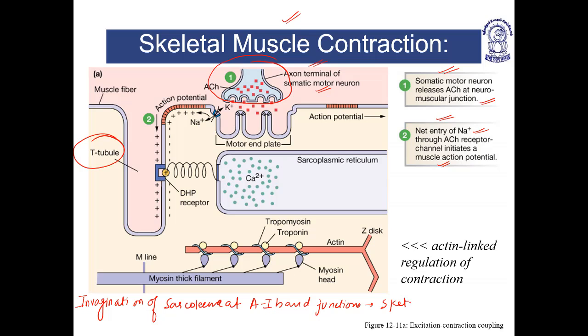In skeletal muscle, the T tubules are found at the junction of the A and I bands, while in cardiac muscles they are present at the Z line. These are invaginations of the sarcolemma at the Z line in cardiac muscles.